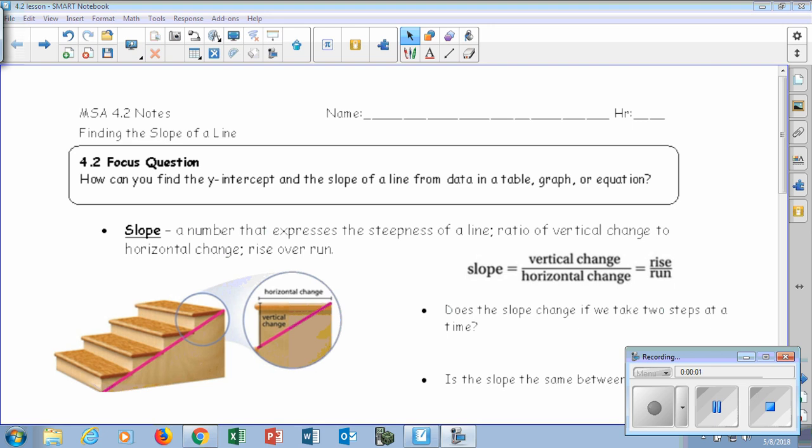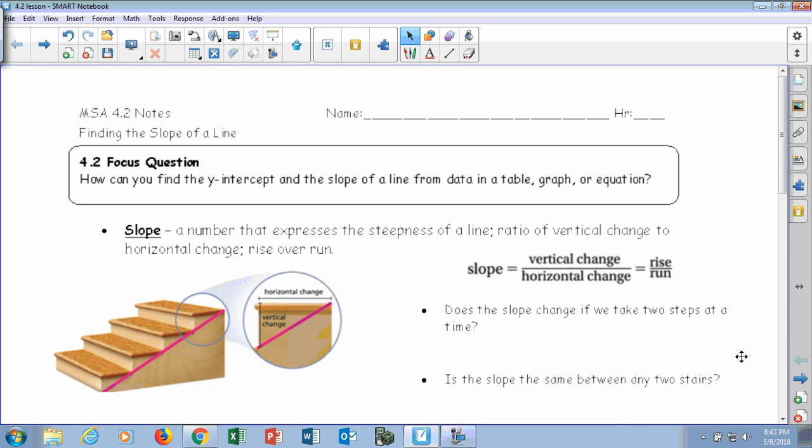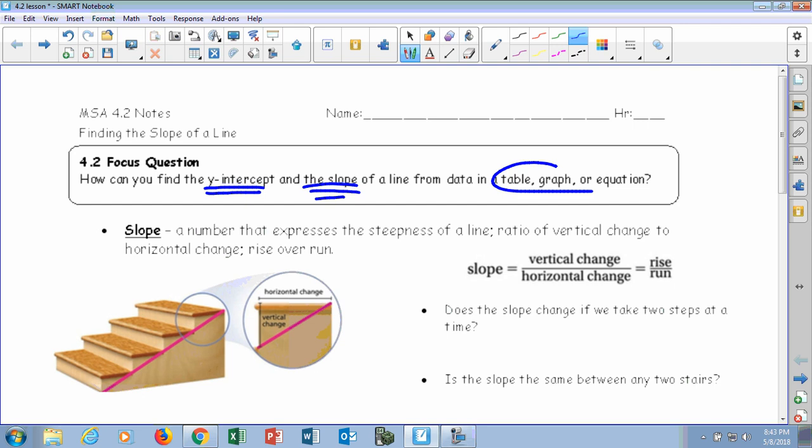Okay, so we spent 4-1 leading you up into slope and what slope is. So now we are going to get into the nitty gritty of it, and that's how can you find the y-intercept and the slope. Two things that we got to find from a line from data in a table, a graph, or an equation. So three things we're going to show you how we can find those two things from.